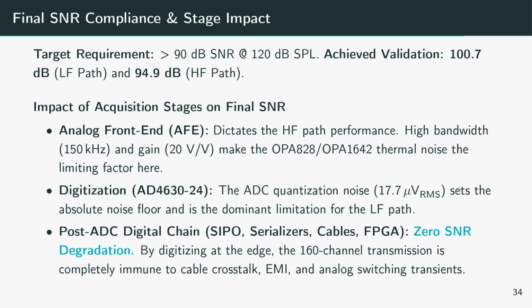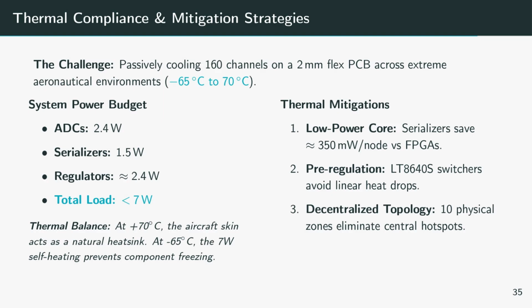The important part is that after digitalization, the digital chain does not degrade the analog SNR. The SIPO stage, serializer, cables, and FPGA transmit digital information, so they are not affected by analog crosstalk or cable noise in the same way as an analog transmission system. Thermally, the system is self-regulating. Our 7-watt total load is low enough that at 70 degrees, the aircraft skin handles our cooling as a natural heatsink. Conversely, at negative 65, that same self-heating keeps our electronics from freezing.